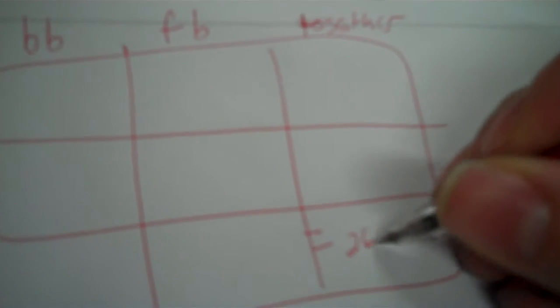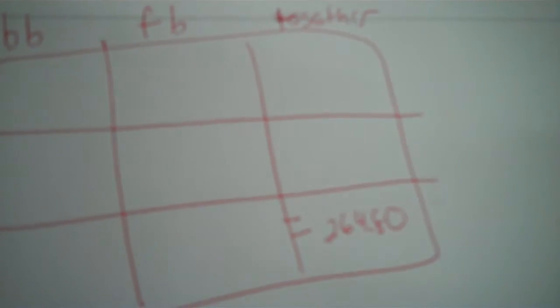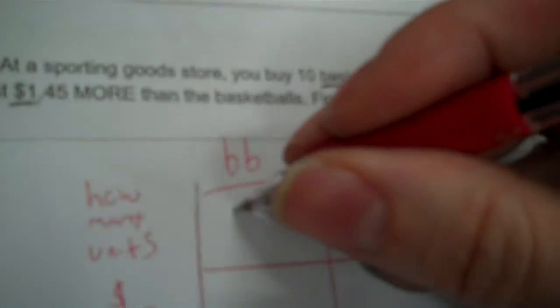Okay, so now what I do is I set up my equation down here. So my equation is $264.80 there. How many units? 10 basketballs, 4 footballs. Okay, and that makes a total of 14. So no equation is needed there.